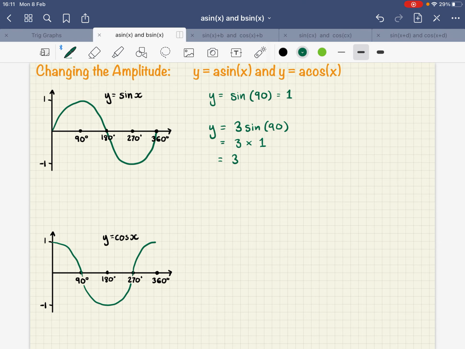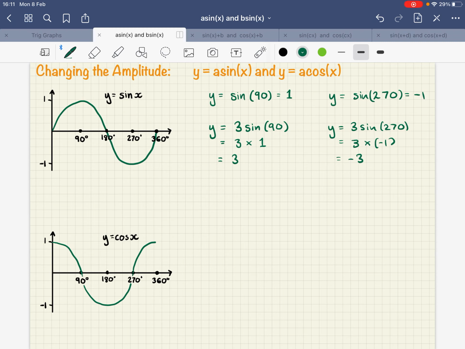And in a similar way, if I was dealing with sine 270, looking at my sine graph, I can see that's going to be minus 1. So if I had y equals 3 sine 270, that's going to be 3 times the minus 1. So that's going to give me negative 3. So essentially what's happened is that I've taken my maximum and minimum and I have multiplied them by the number that's at the front. And as a result, my amplitude has gone from 1 to 3 in these cases.